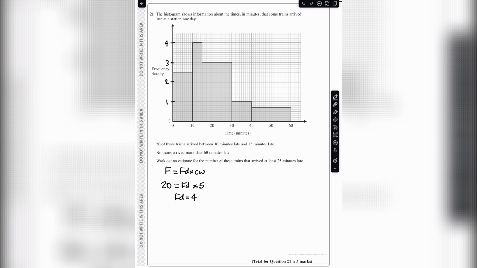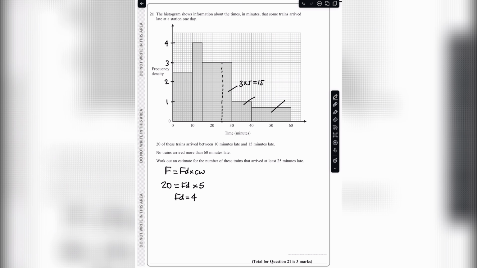And given that we need to work out an estimate for the number of these trains that arrived at least 25 minutes late, I need to draw a vertical line down to the point 25 on the x-axis. The frequency, which is the number of trains, can be determined by obtaining the area of each of these bars. So the area of the first bar can be determined by multiplying the frequency density, which is 3, by the class width, which is 5, and that gives us a value of 15.